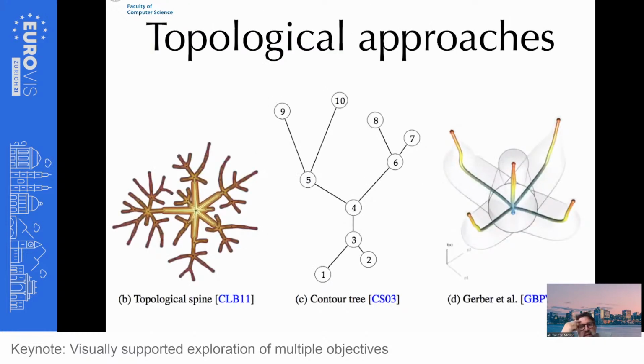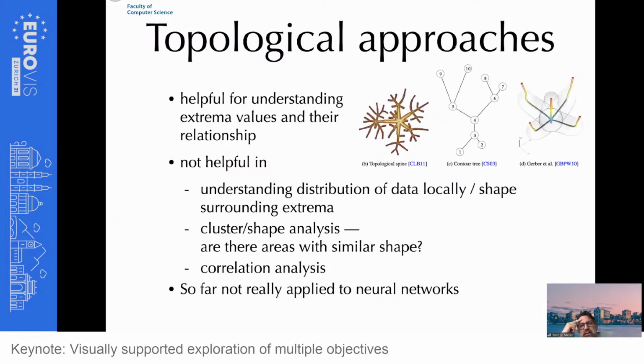And in the visualization community, one of the typical approaches to deal with multidimensional scalar functions is actually topological approaches, whether it's topological spines, contour trees, or the work of Gerber et al. for looking at high-dimensional scalar functions. I would argue that these topological approaches are very helpful for many different use case scenarios, especially if you are interested in extrema, as well as their relationships and so on. But I would argue they're less helpful for understanding the distribution of data locally and the shape surrounding the extrema.